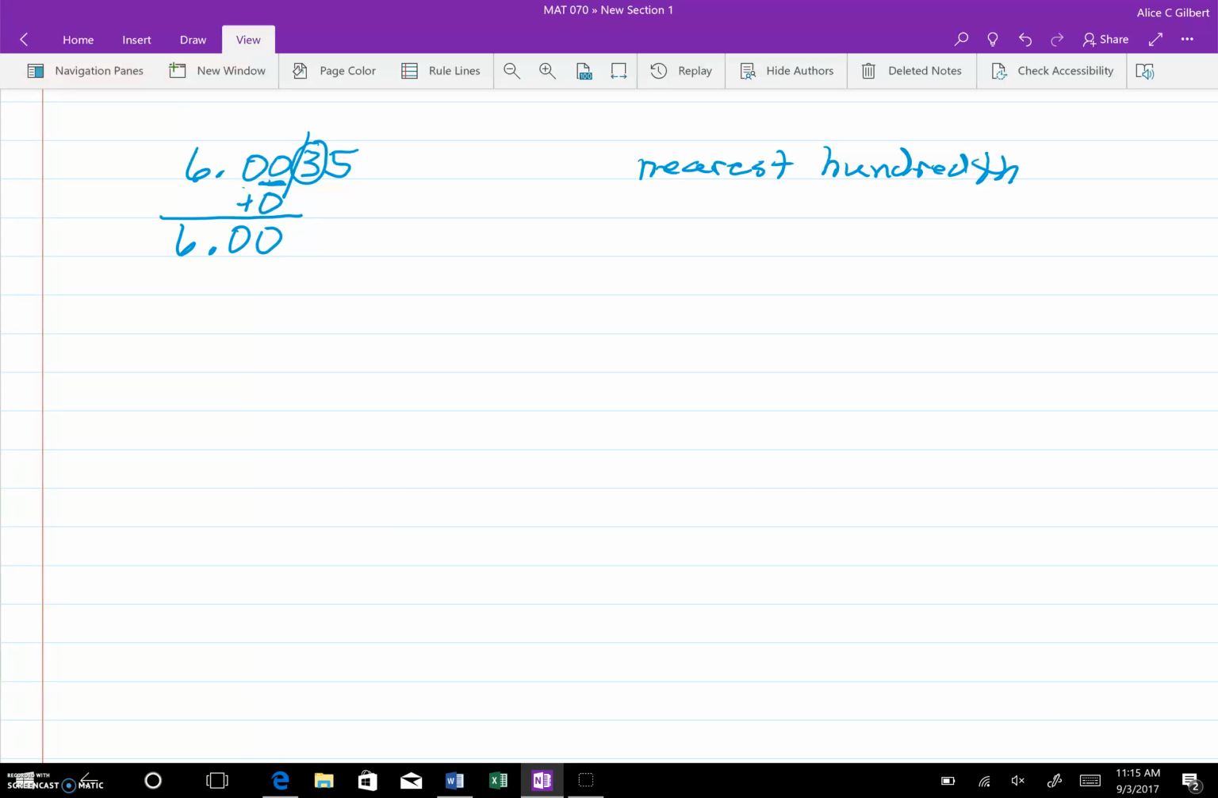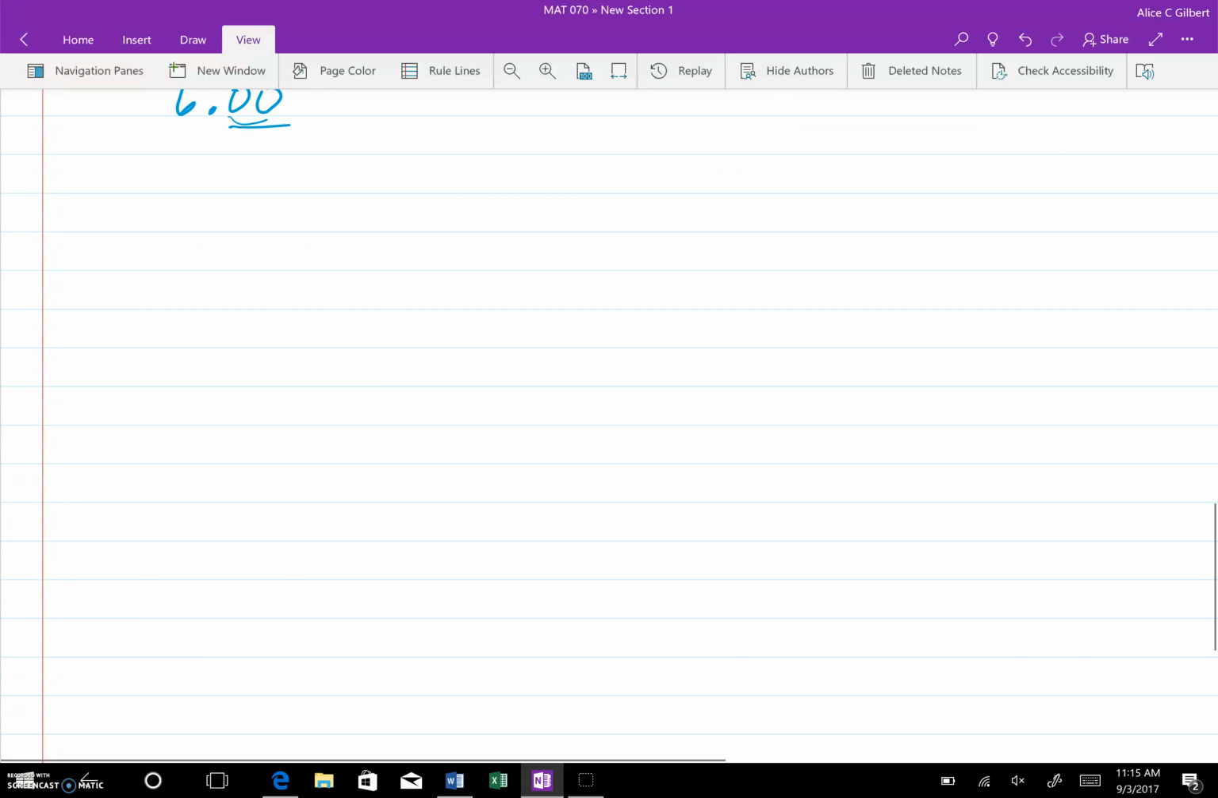Now, do I need these two zeros? Absolutely, because it said I had to round to the nearest hundredth. Even if they come out to be zeros, I need to show both of those places because I was asked to round to the hundredth place. Okay? Let's do one more here.